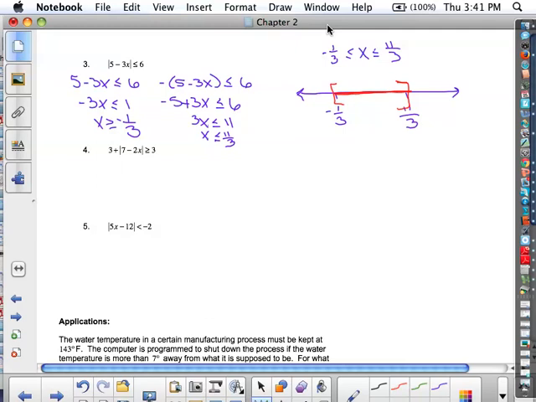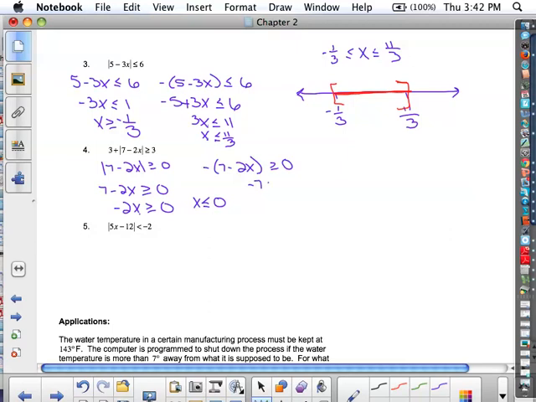Same as before, when you have a number outside of the absolute value signs, you can just go ahead and subtract that from both sides. So we have the absolute value of 7 minus 2x is greater than or equal to 0. So I have 7 minus 2x is greater than or equal to 0. And then the opposite of that, minus 7 minus 2x is greater than or equal to 0. So minus 2x is greater than or equal to 0. So x is less than or equal to 0. Remember, you're still dividing by a negative number, so you still have to reverse that inequality.